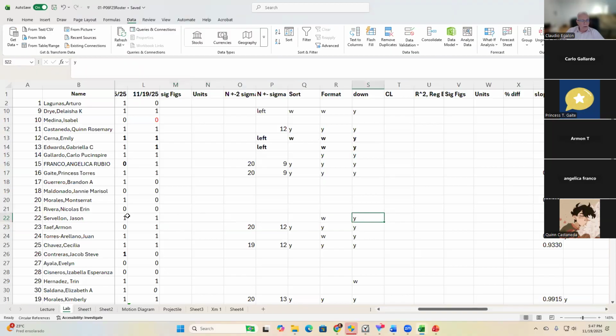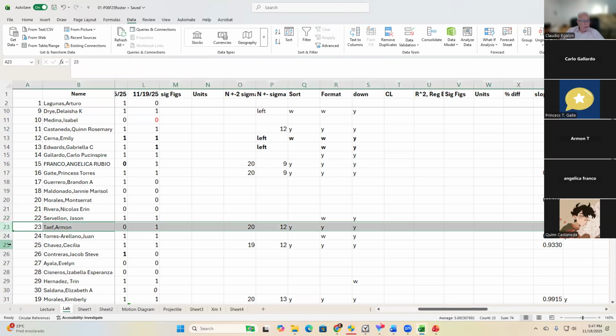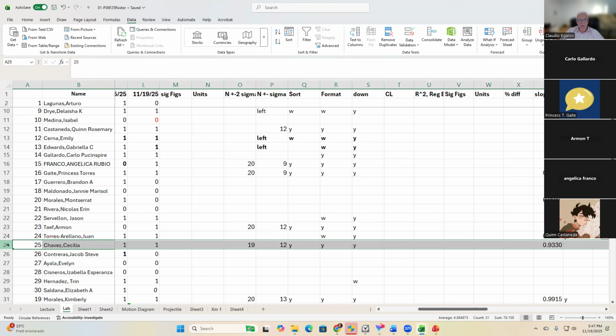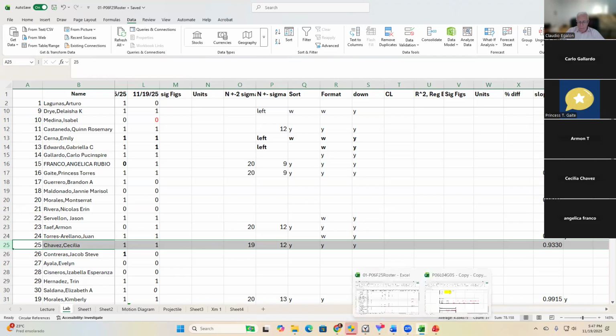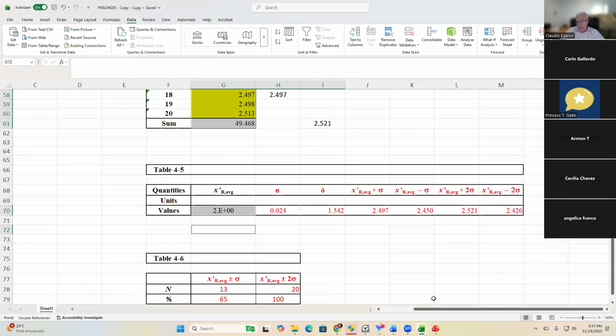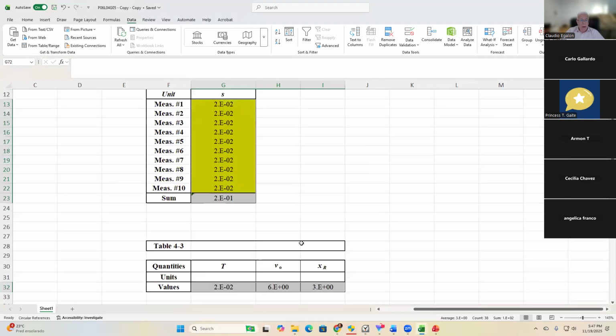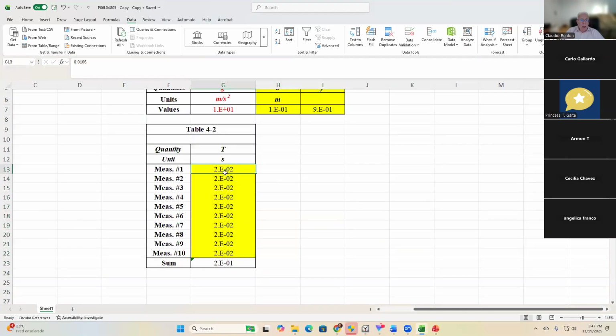Cecilia, do you need any help? Maybe? Okay. I did my significant figures. Is it just 4 significant figures that we're doing for table 4.2? Okay, 4.2. Here you go, depending on the value, right?